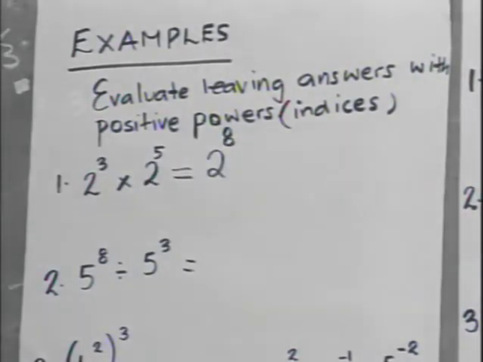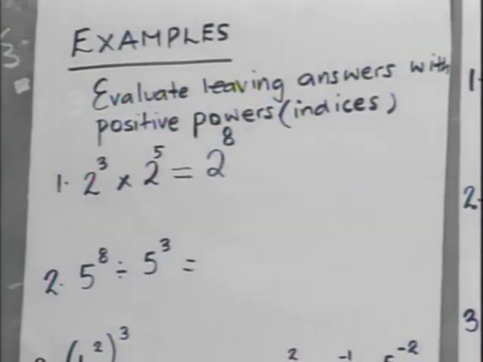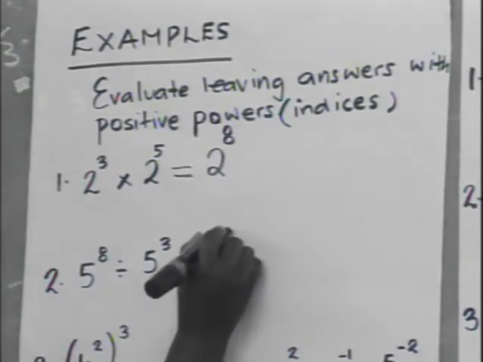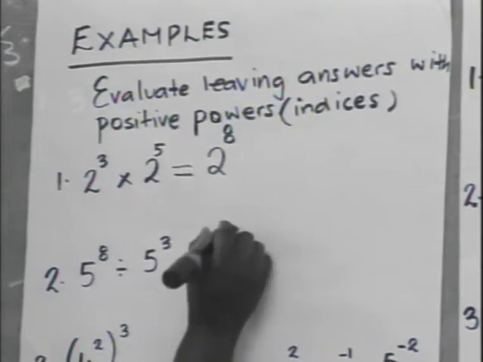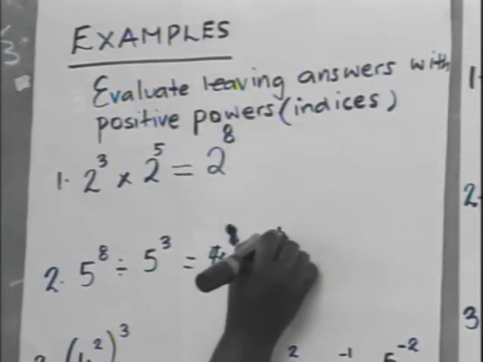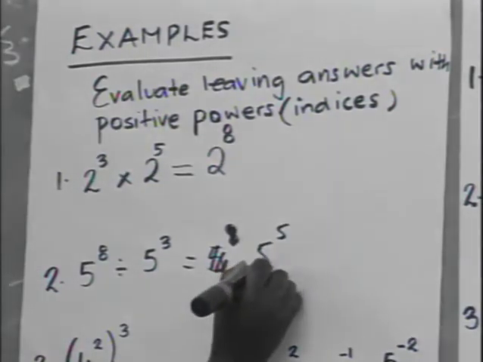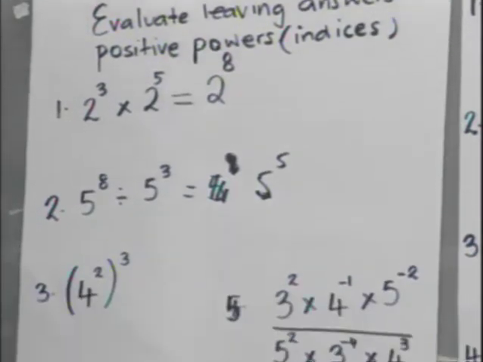Velma, 5 to the power of 8 divided by 5 cubed. 5 to the power of 5. Good. 5 to the power of 5. Where did I get 8 from? I added instead of subtracting, or I just put down 5 to the power of 8. Okay.